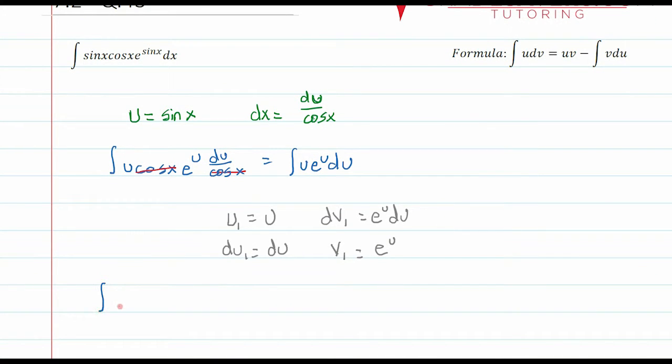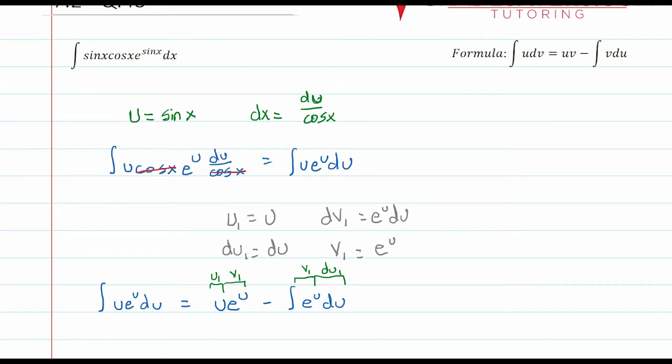So this means u times e to the u du is equal to, and according to this formula, u times v, or for us, u1 times v1, so u times e to the power of u, minus the integral of v1 du1, so e to the u du. And for clarity, this was u1, this was v1, minus the integral of v1 du1.